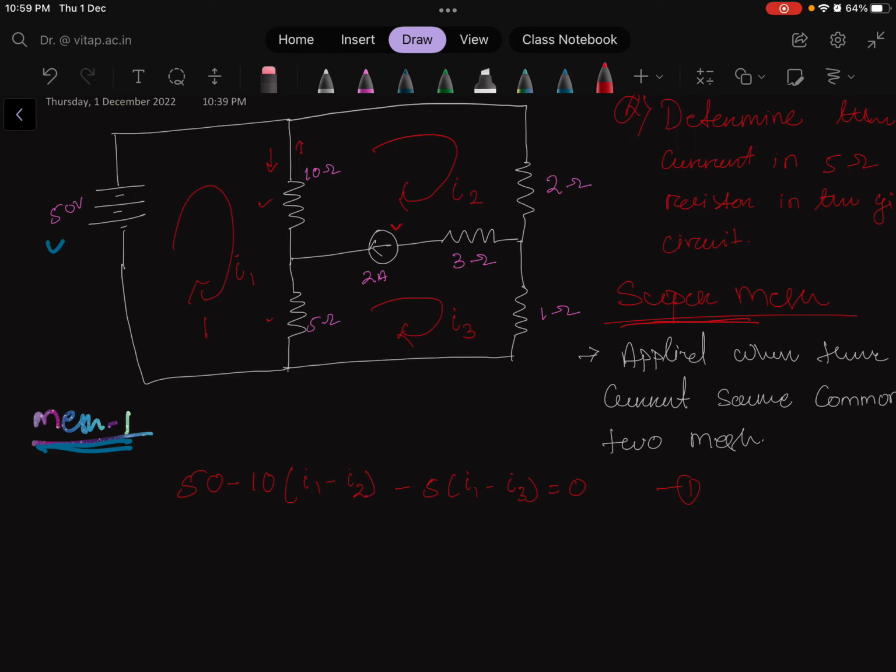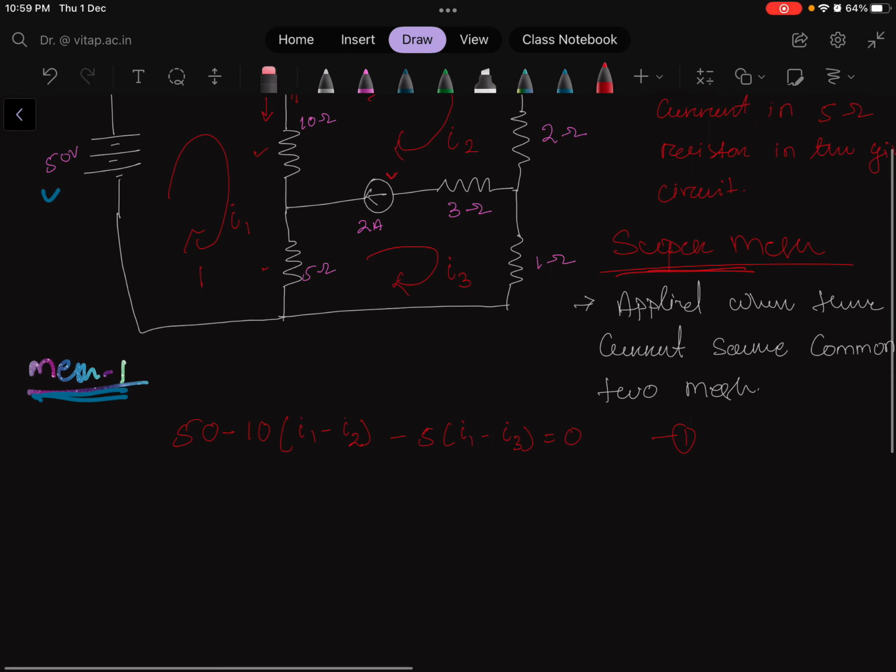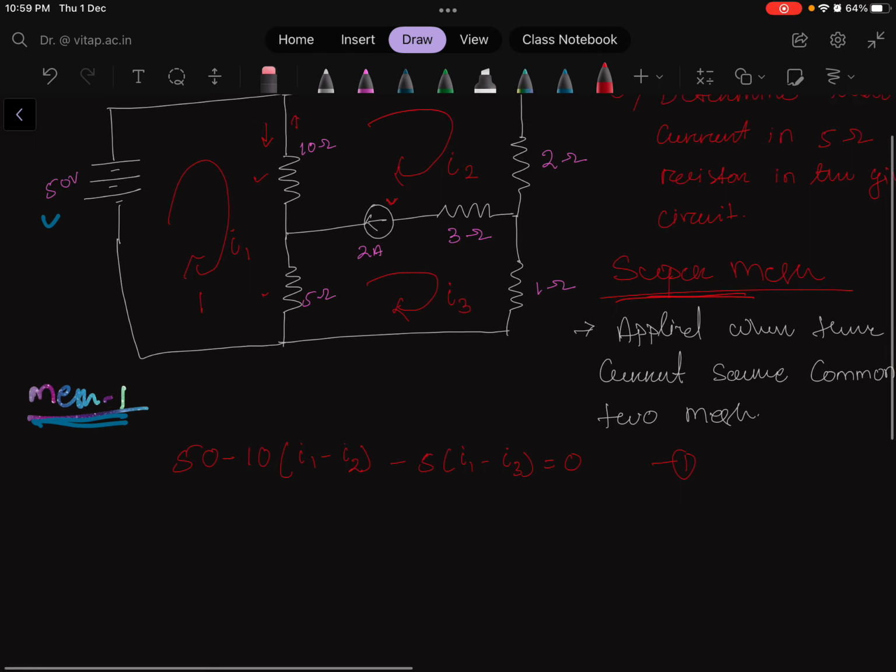Next, what is super mesh? If I consider mesh 2 or mesh 3, I can see that one current source is there which is shared by two meshes. In this case I cannot directly write the mesh equation, so we have to apply the super mesh technique. What is that technique? We have to combine mesh 2 and mesh 3.